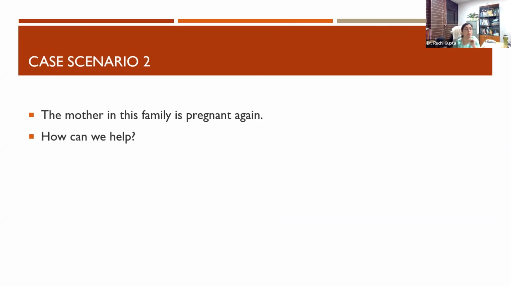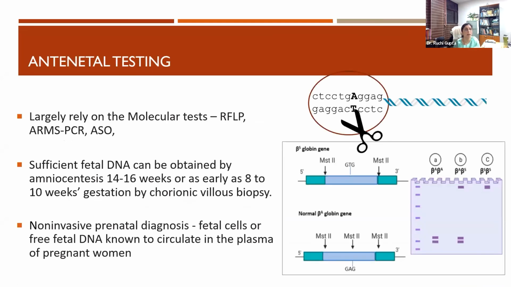So let us see what more can we do for this family. Suppose that the mother is now pregnant and has conceived. What do you think should be the role of the pathologist in this situation? There is a very important role of antenatal testing in patients with either homozygous or compound heterozygous states of sickle cell. Here you will largely have to rely on molecular tests to guide the patient whether she is carrying a baby with sickle cell disease or not. This can be sorted out by doing either amniocentesis, or chorionic villus sampling as early as 8 to 10 weeks of gestation.